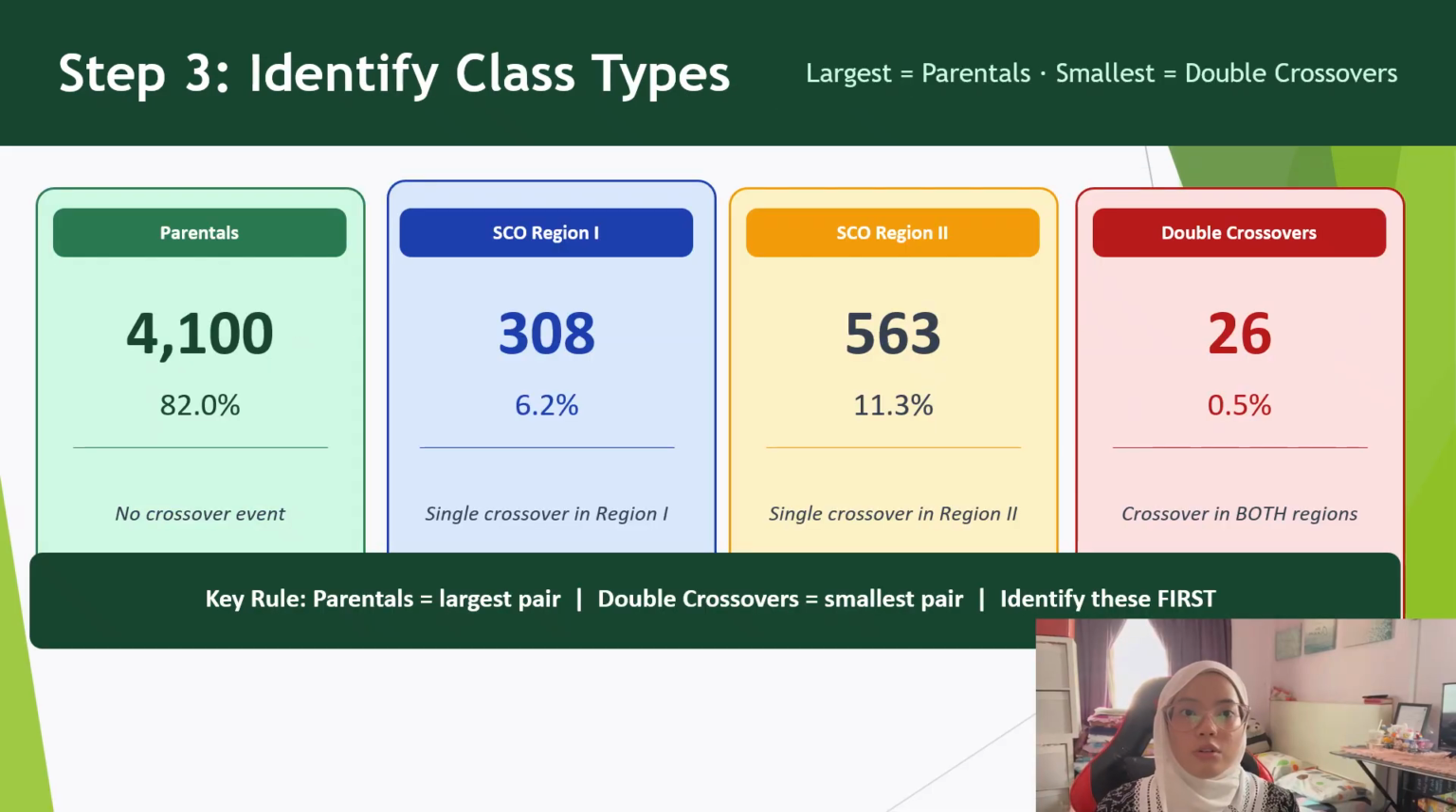The most important rule in all 3-point test crosses is this: the two largest classes are the parental and the two smallest are the double crossover, or DCO. Here, we see the parental classes are by far the most common, with about 4,100 offspring. They are the non-recombinant chromosomes that were passed on from the F1 parent. The double crossover classes are the rarest, with only 26 offspring. This requires two crossover events to occur simultaneously, which is very unlikely. The classes in between are our single crossover, SCO, in region 1 and region 2. Identifying these extreme classes is our first and most critical part.